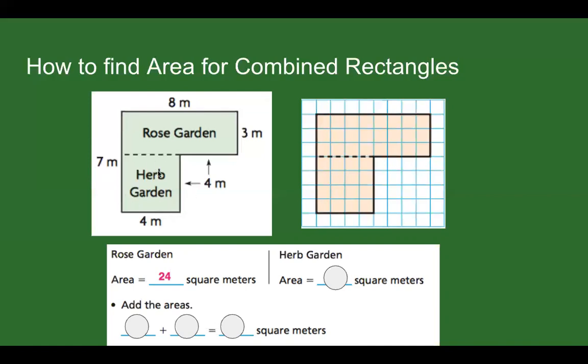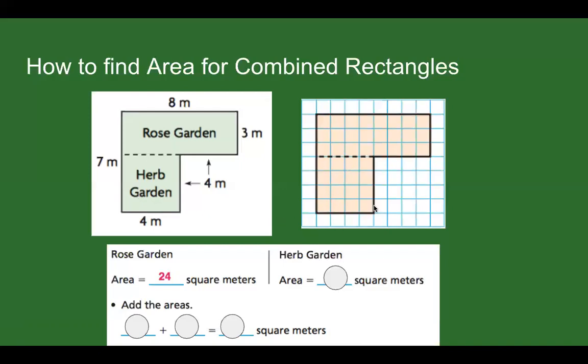If I want to find the area of just the herb garden, I have to look at the sides of just that section of this figure. So the herb garden is this dotted line, this part of the line, this line, and this line. So to find the area, I can multiply 4 times 4. Again, height or length times width. 4 times 4 will give me the area of just this section of the figure.